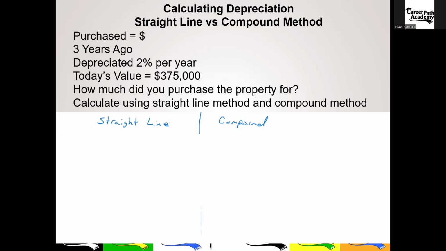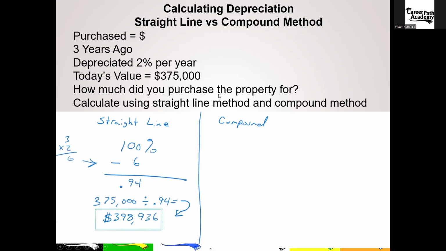Then you take the value, 375. What are you doing with that 6%? You subtract it off the 100% because it depreciated. Then you take the value, 375, divide that by the percentage of 94%, which is 0.94, and it'll give you 398,936. That's correct. You got it. See on screen, I just revealed it.